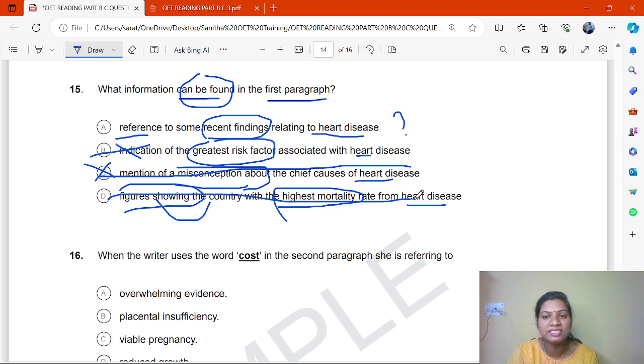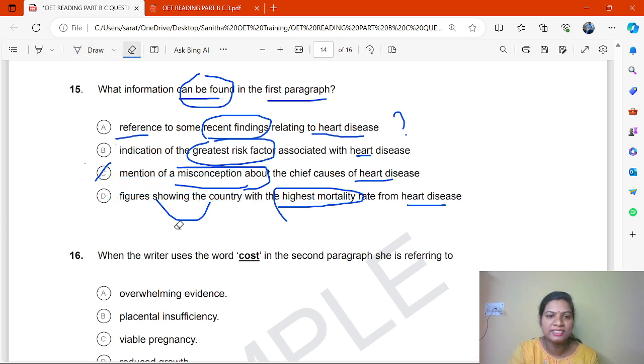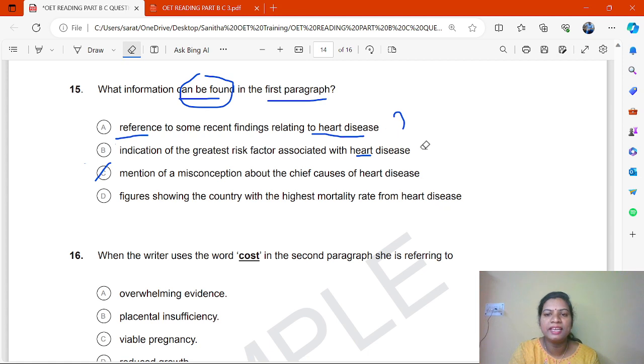Okay, see how they are distracting our mind, no? They have given only some words, the country, but the passage gives Australia. In Australia 30 percent of deaths are due to heart disease, but the option says figures showing the country with the highest mortality from heart disease. Okay, then what is the answer? Tell me, then what is the answer? The answer is option number A.